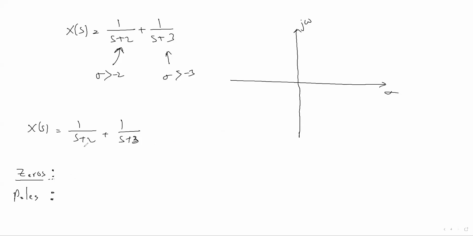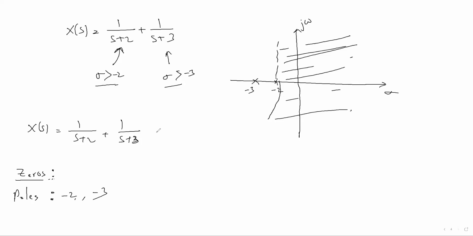So poles, here how many poles are there? Two. One is at -2, another is at -3. After finding the poles, you should plot them on the x-axis, one at -3 and another at -2. The ROC of the first signal is greater than -2, which is to the right side of -2, and the ROC of the other signal is greater than -3.